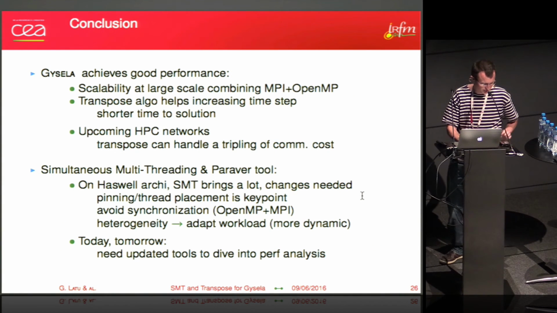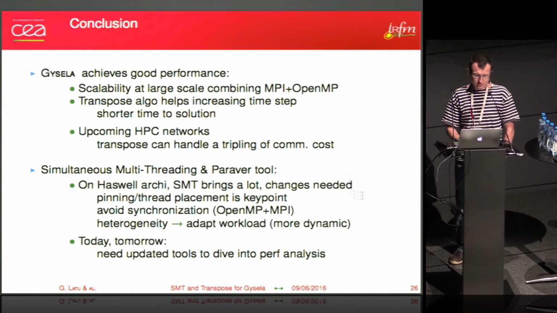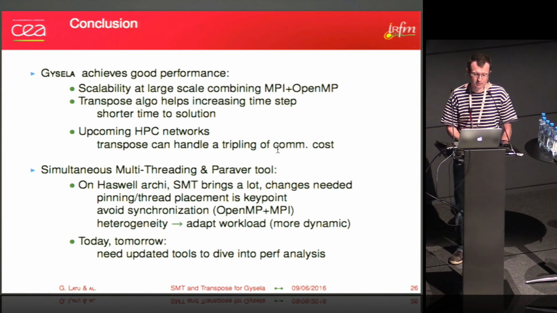So I'm almost done. Conclusion, so we have a very scalable tool. The transpose algorithm is quite counterintuitive, but it helps, and we have a shorter time to solution. For the new HPC networks, we can handle a tripling of communication costs, and the transpose approach will also be the best. With SMT and the Paraver tool, we can improve performance a lot in a new architecture.